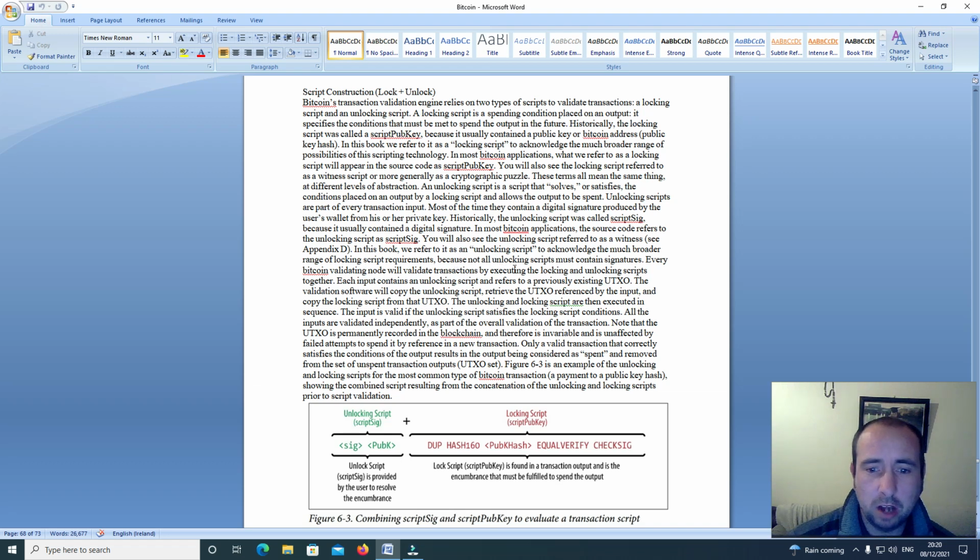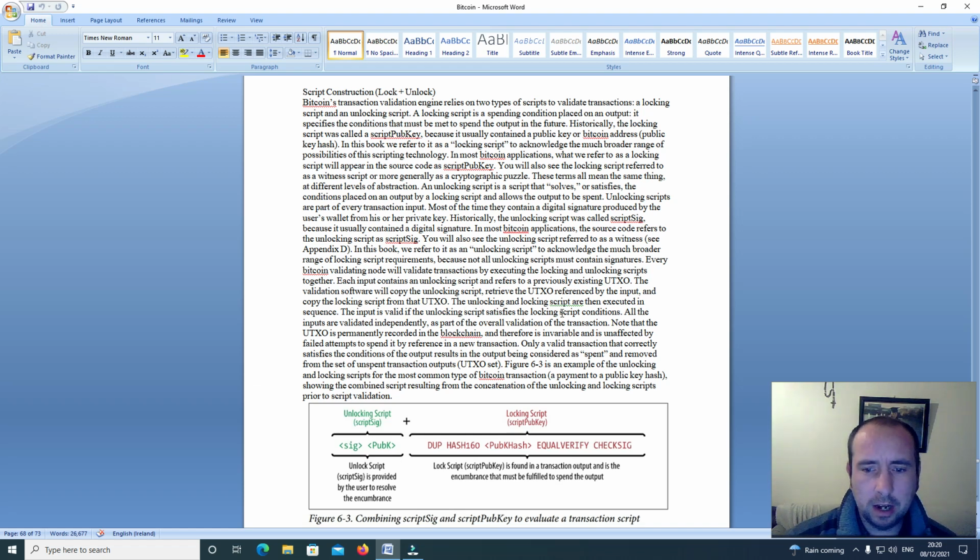Because not all locking scripts must contain signatures, every Bitcoin validation node will validate transactions by executing the locking and unlocking scripts together. Each input contains an unlocking script and refers to a previously existing UTXO. The validation software will copy the unlocking script, retrieve the UTXO referenced by the input, and copy the locking script from that UTXO.